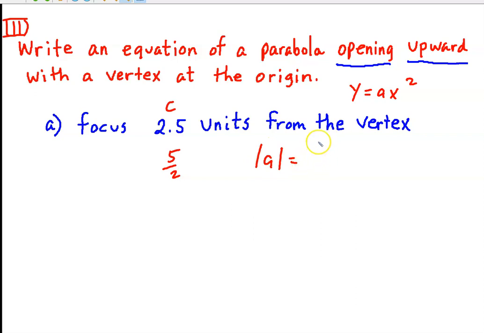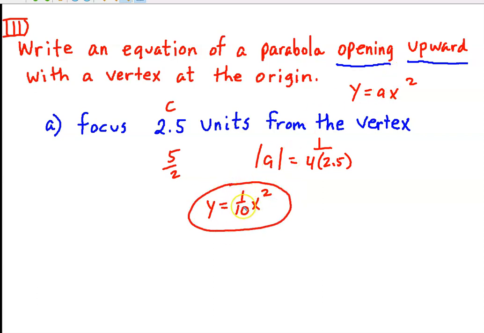So absolute value of A is 1/4 times C. All right, so it looks like A is going to be 1/10. And that was easy enough. It opens up, so A has to be positive. Opens up, so the equation is solved for Y. And that's it. We're done with that one.